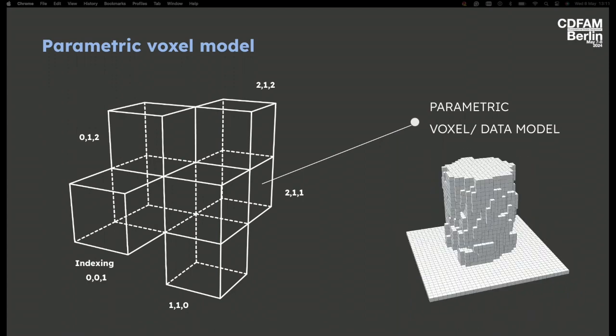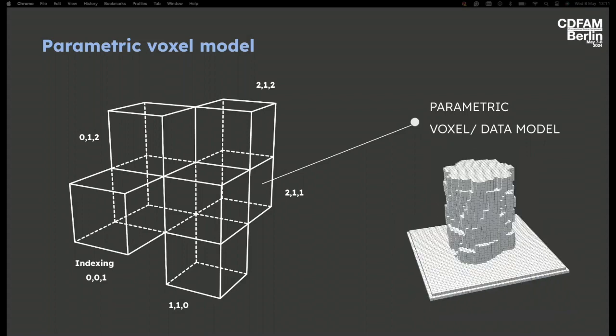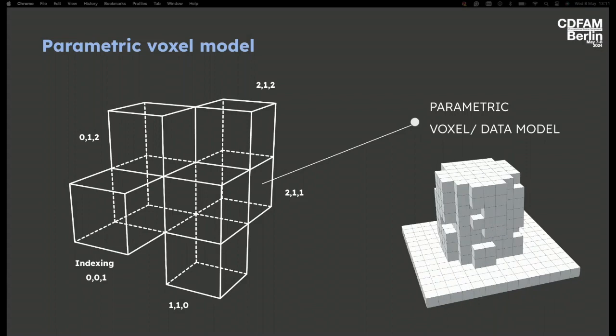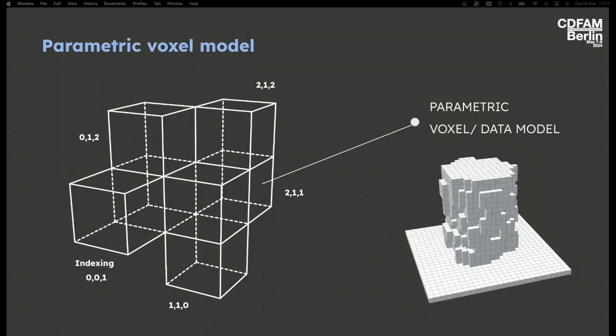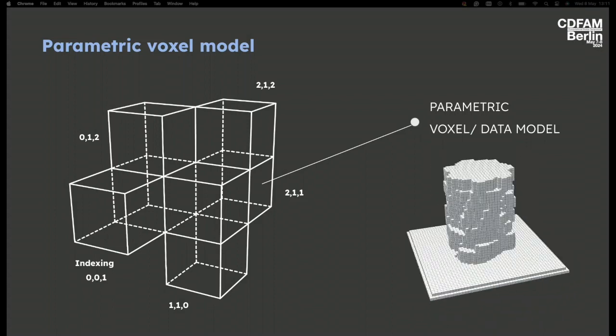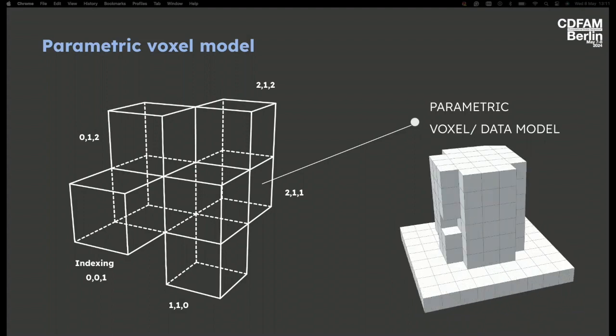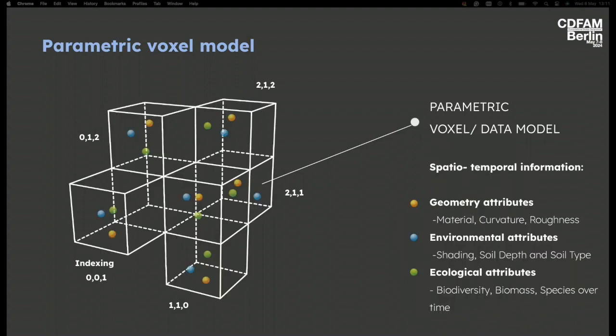In the first step, the designer has to define a resolution of this volumetric data model, and all voxel cells are indexed, and each voxel cell knows its neighbor. So it's a kind of graph data structure. Then the data is added as an attribute to each cell, and the index of each voxel cell is directly associated with multiple attributes.